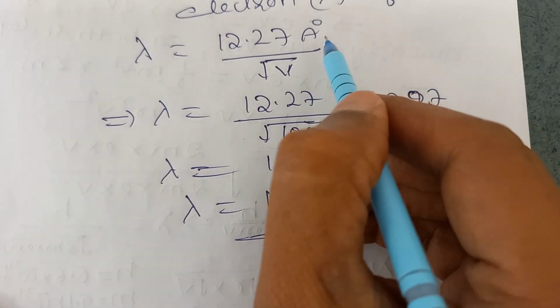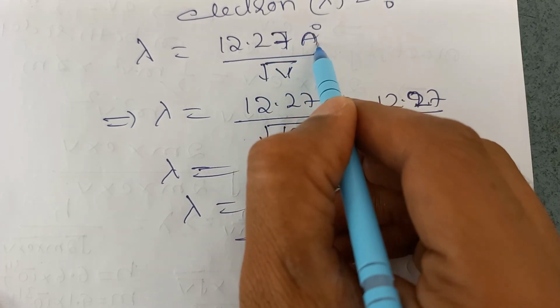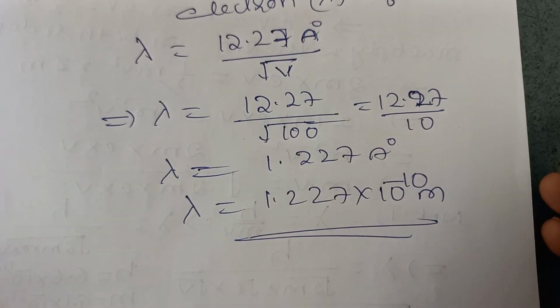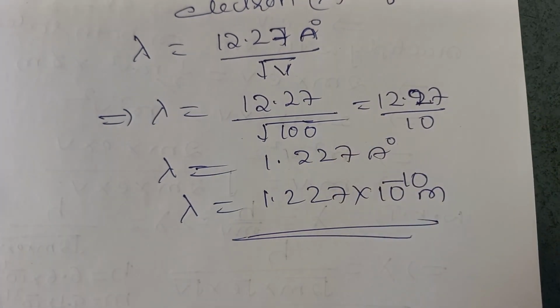The derivation of this formula was already explained in the previous class, so you can find it in the playlist, dual nature of radiation and matter. The derivation of this formula is in the playlist. So this is important. That's all for today's class.